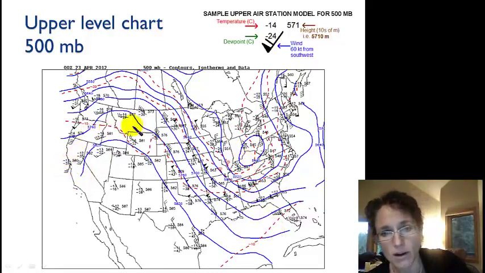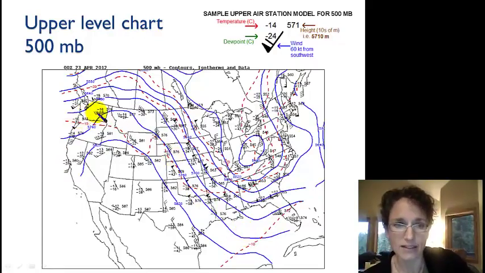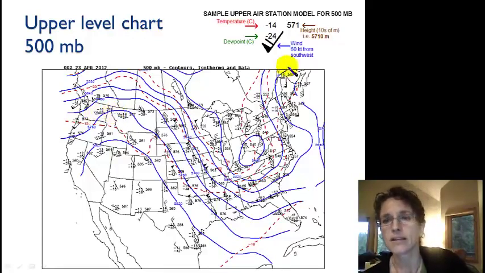So our wind barbs are telling us the direction of those upper level winds at the 500 millibar level. The type of flags on the barb are telling us about the wind speed, and the angle of the barb is telling us which direction the wind is flowing.